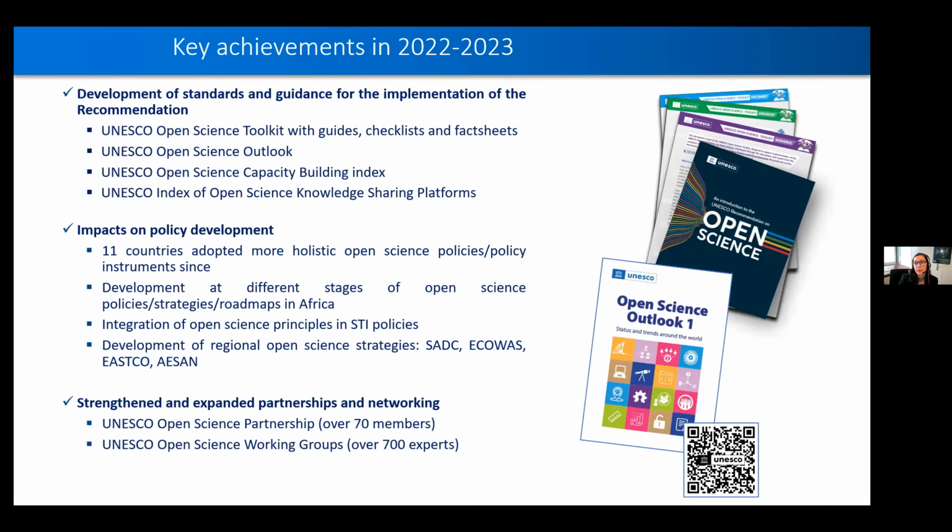So very quickly, what have we done since the adoption of the recommendation? In the past 2 years, at the UNESCO level, here at the international level, we've tried to develop some guidance and standards for the implementation of the recommendation. So we have developed the Open Science Toolkit with different guides, checklists, and fact sheets. And this toolkit has been produced in collaboration with our working groups. So we have established 5 working groups.